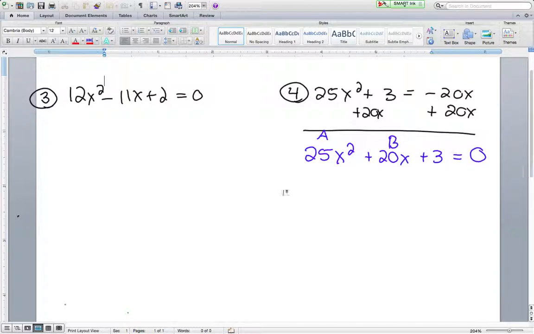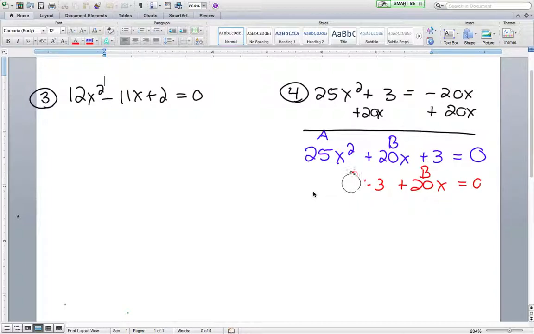If I wrote it like this, 25x squared plus 3 plus 20x equals 0, B is still 20. So we go, no, it's the second one. No, it's not the second one. It has nothing to do with the second one. We write it in the middle because it's easier to work with, but it doesn't have to be the second one. B has to be the coefficient attached to x. C is the constant, the term without a coefficient.